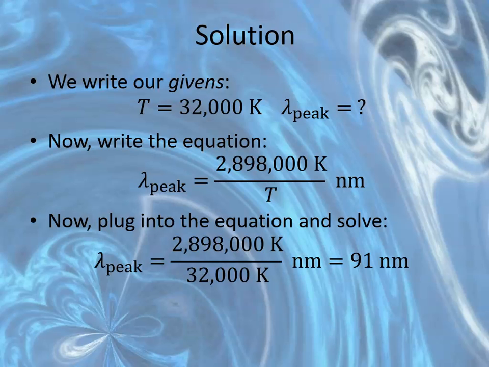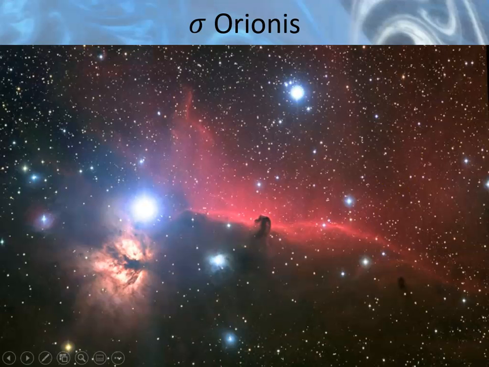Well, guess what? 91 nanometer photons are energetic enough that they will ionize a hydrogen atom. And that's exactly what this star Sigma Orionis is doing. It's ionizing all of the hydrogen in the area around here, and as those electrons and the hydrogen recombine and cascade down energy levels, we'll talk about that in the next video, they end up emitting light of particular wavelengths.